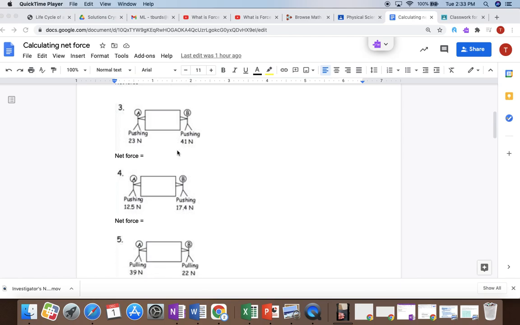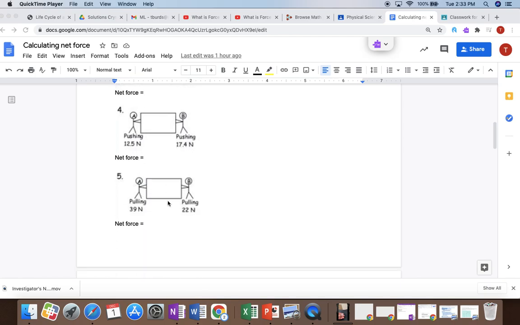Now, in other situations, you might have a case where they're not going in the same direction and both of these people are pulling, they're fighting over it. So the forces are going in opposite directions. And if the forces are going in opposite directions, you're going to have to subtract, and whichever one is bigger, that's the direction that the net force is going to be going into.